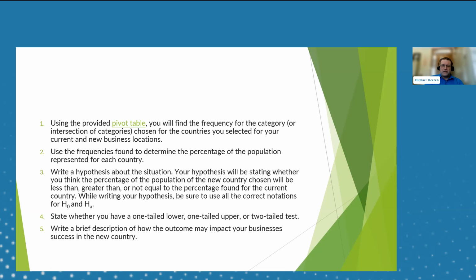The students are asked to write those hypotheses, whether they want greater than, less than, or not equal to, and obviously they're using the null and the alternate hypothesis. We want them to think about whether they're looking at a one-tailed test or a two-tailed test. We want them to actually say that. And also give a brief description of how the outcome may impact your business success in the new country.